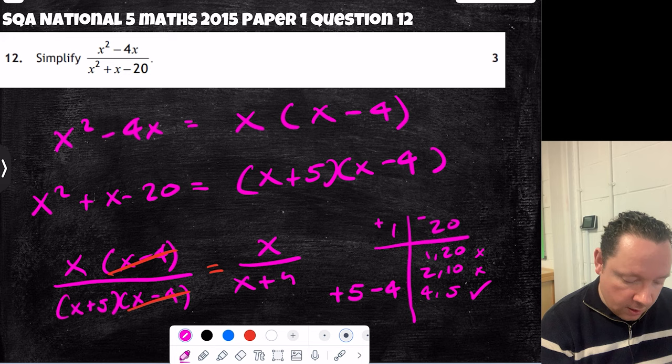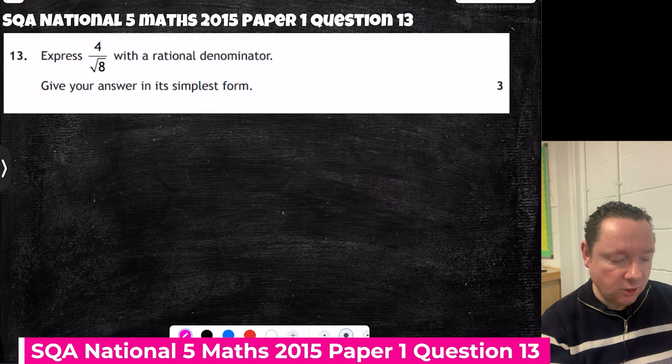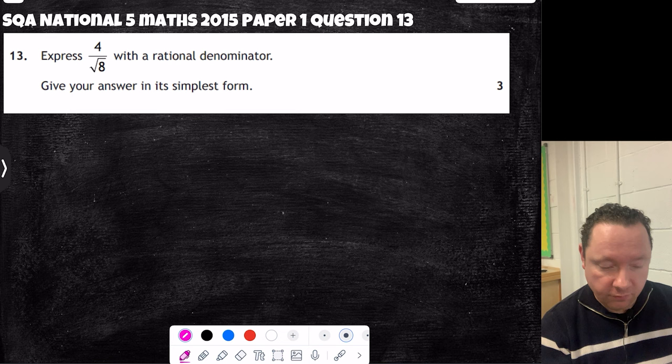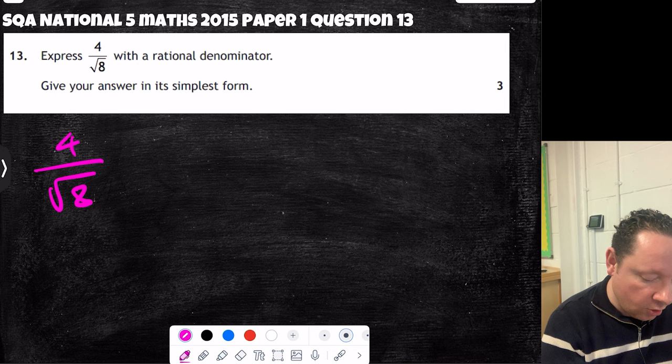Stop. It's been answered by maths, 15 people, 1 question 13 on rationalising the denominator. Express 4 over root 8 with a rational denominator. Okay, there's a couple of ways to go here. You can either simplify the root 8 first or simplify when you're finished. I'm going to do it when I'm finished. So I'm going to start off with 4 over root 8. And you always times by the denominator over itself.